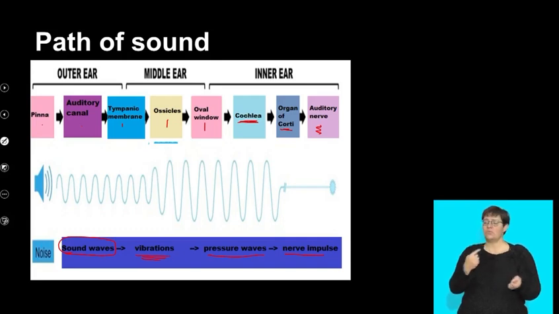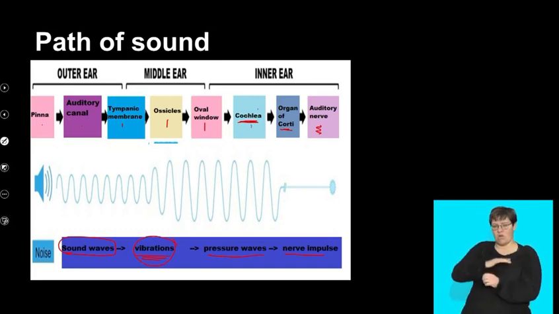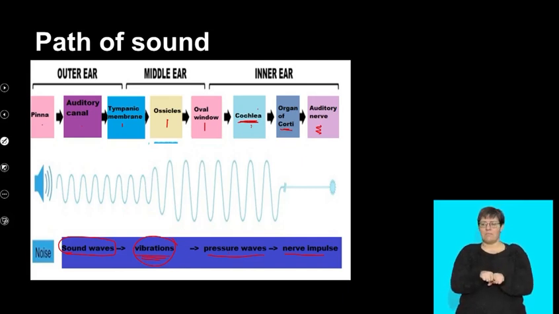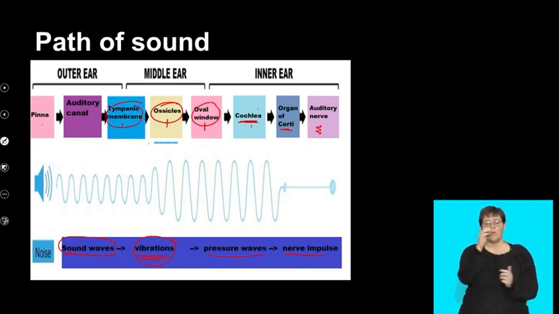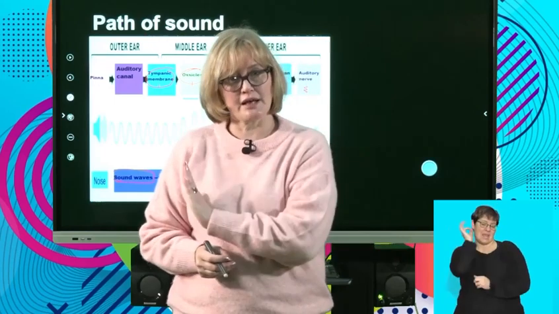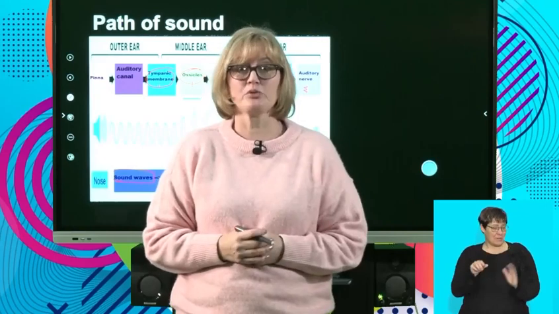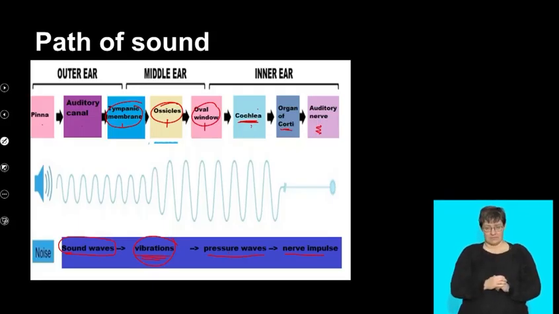So you cannot talk about vibrations in the cochlea. No, then you won't get the mark. You have to talk about pressure waves in the cochlea. The same with the ossicles. It's not sound waves here, it's vibrations. So you need to use the correct terms for the correct part of the ear, or else you will lose marks. So that's why this slide is very important to remember.